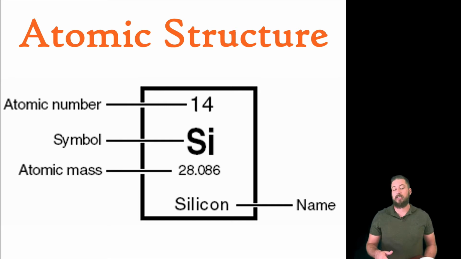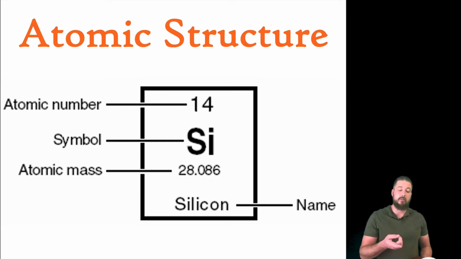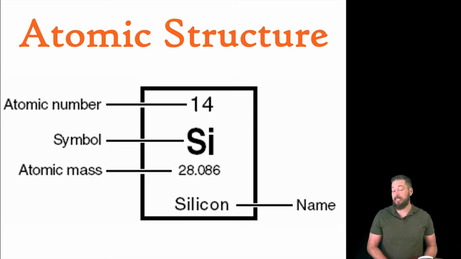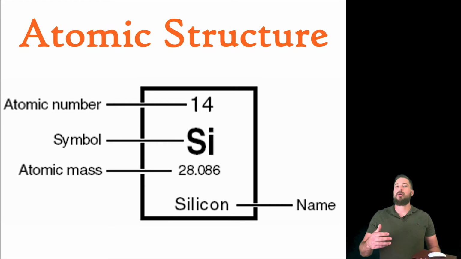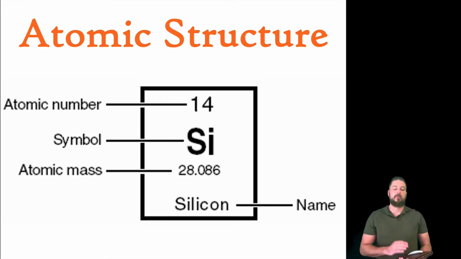Now, let's compare that to isotopes. Silicon has several different isotopes, and if you take a look, the average atomic mass is 28.086. What that means is that the most abundant isotope is probably silicon-28. However, there's a certain amount of silicon-29, and so that makes the average not exactly 28. And so again, that is a weighted average.